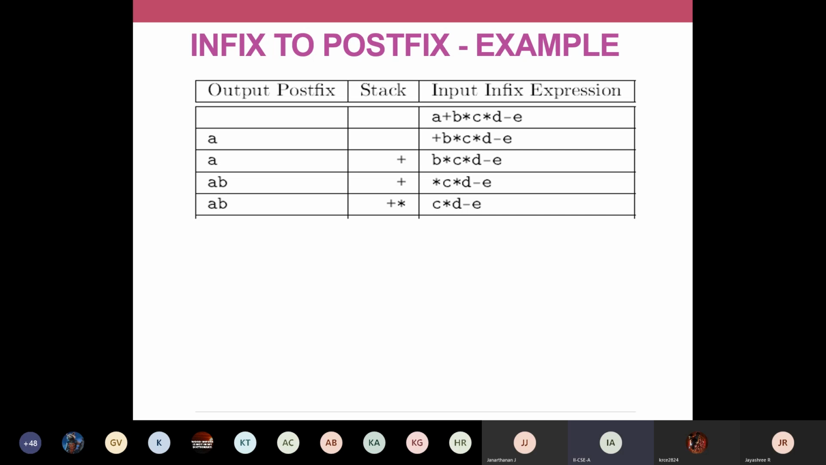Then come to the next point. Next you have a C. I have to put that C into the output. When you have an operand, don't worry, you write it directly into your output. Only when you have an operator, you should think.